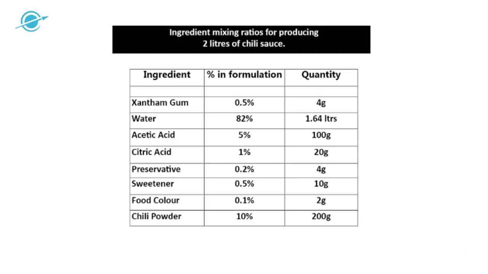If we use too much food color, it will be brick red. If we use less food color, it will not be purely red, as most of the tomato sauces in the market look like. Therefore, we shall apportion this at 0.1%, which will give us a total of 2 grams. So we may use 2 grams of the food color in our 2 liters of chili sauce.